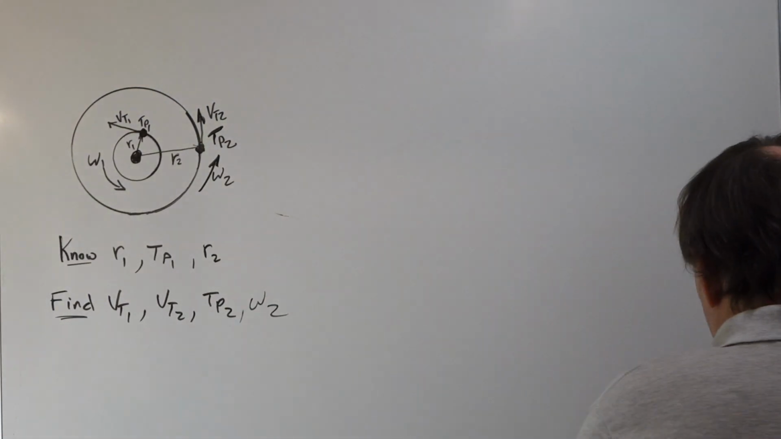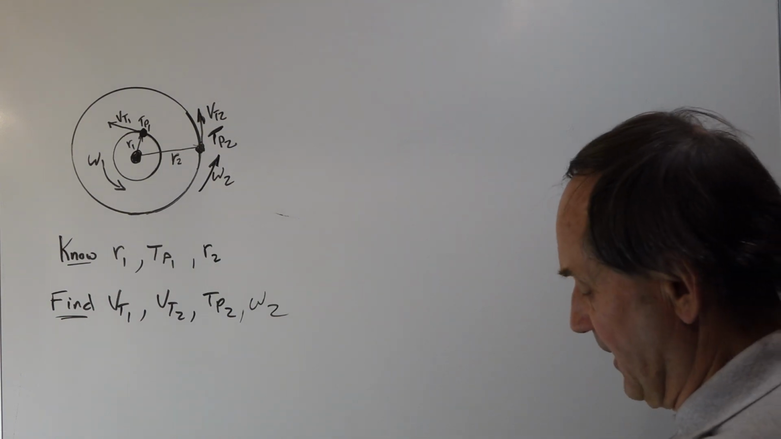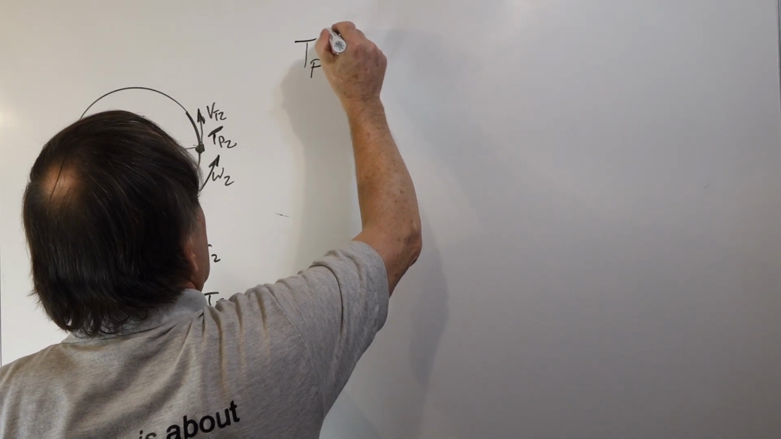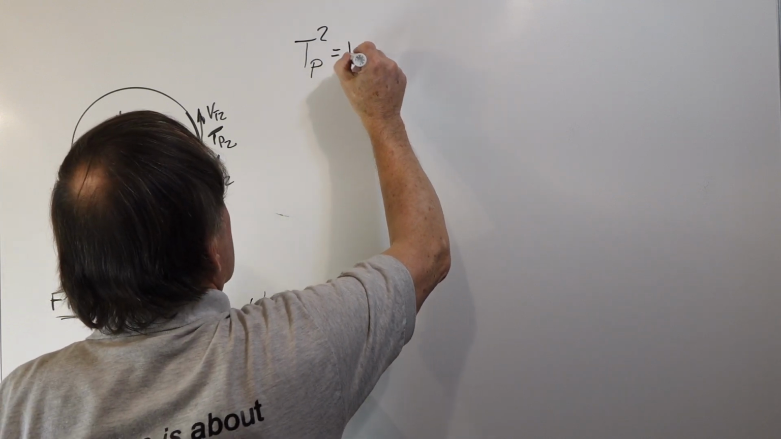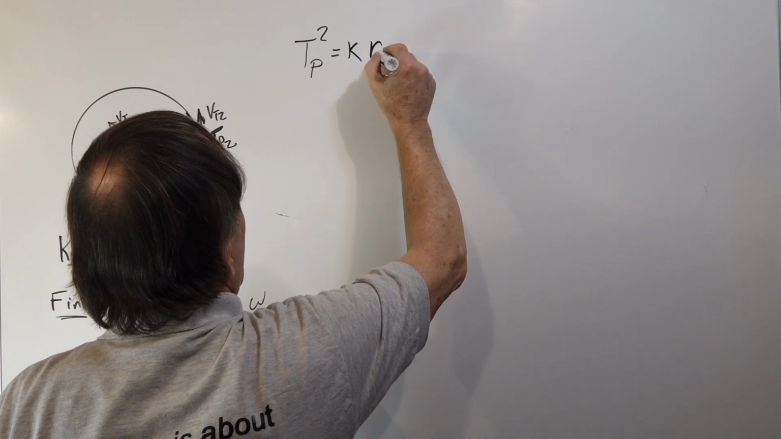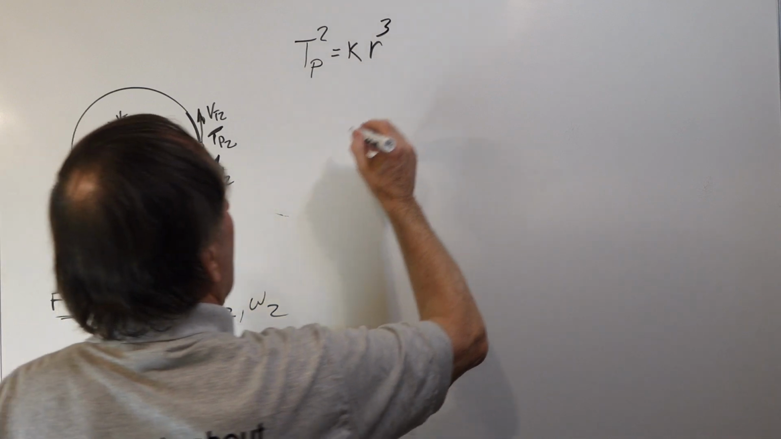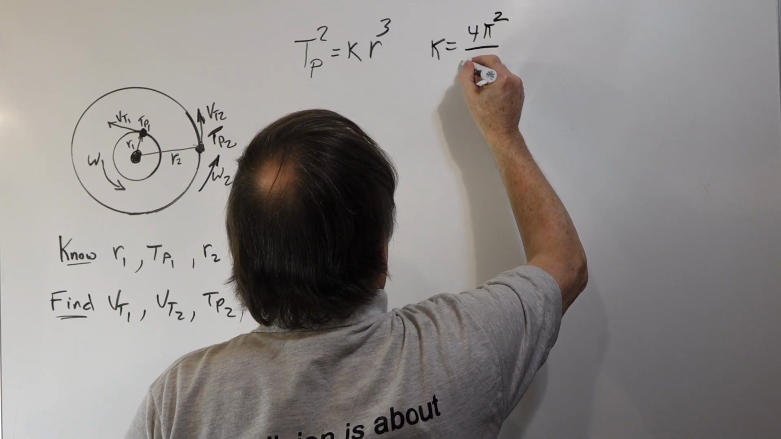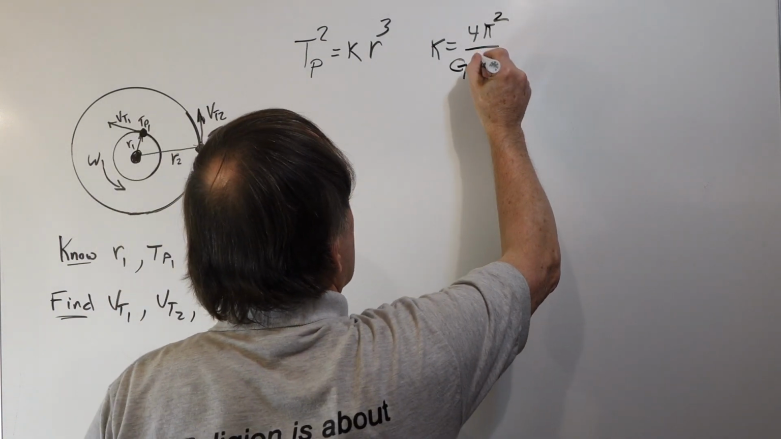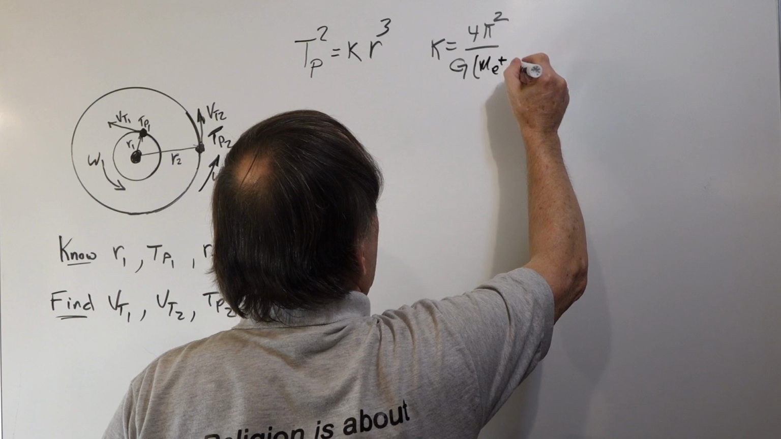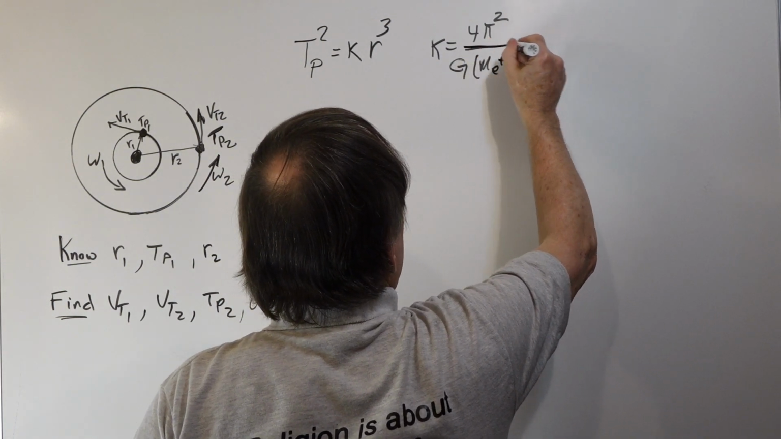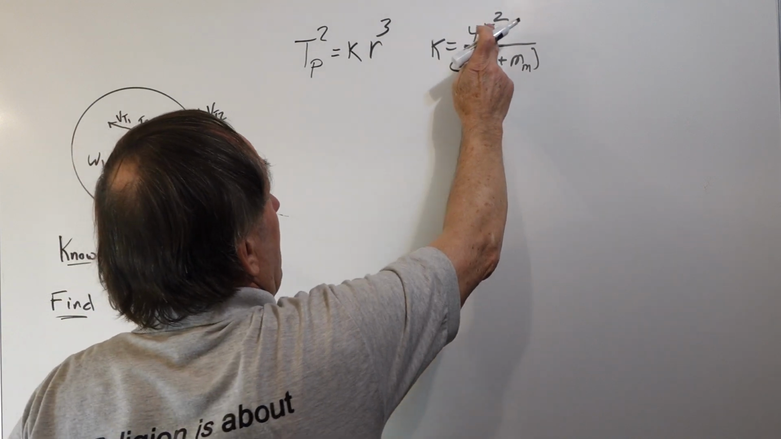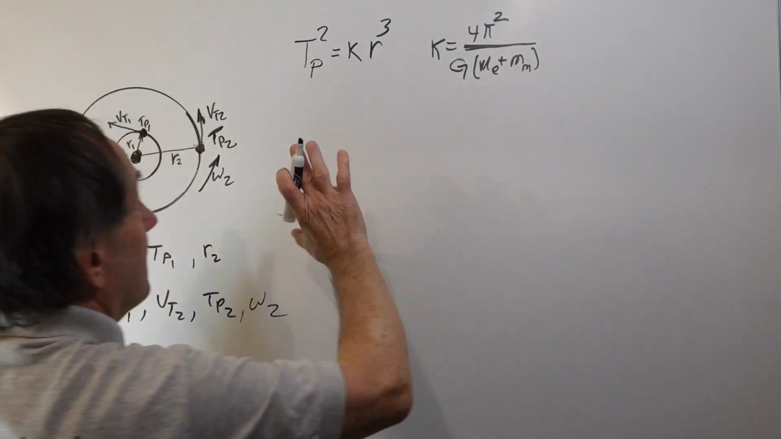So we're going to start off with Kepler's third law that I derived in general form in the first video. Kepler's third law tells us that the orbital period squared is equal to a constant times the orbital radius cubed. And this constant is 4 pi squared over the gravitational constant, many call it big G, times the mass of the Earth plus the mass of the moon. So for this problem, the mass of the Earth and the mass of the moon don't change. Big G is a constant, 4 and pi squared are constants. So K is a constant in this problem. It never changes.